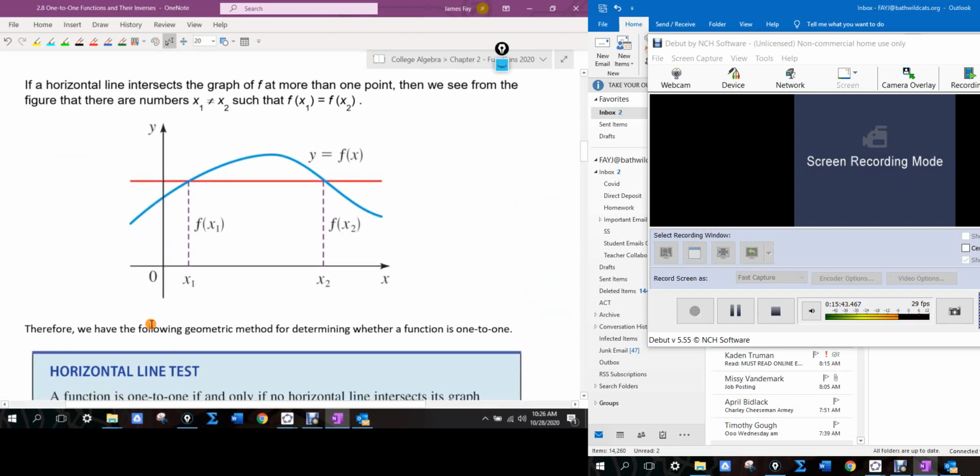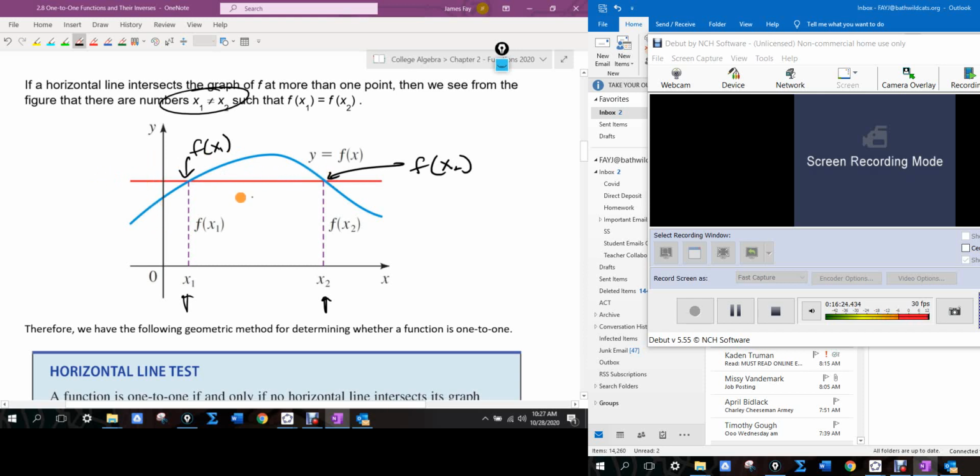Yes? Okay. So this here says if a horizontal line intersects the graph of f at more than one point, then we see from the image that there are numbers x1 and x2 that are different. Okay, we would agree that image-wise they're different x values, right? However, the y value that pairs with x1, which is f of x sub 1, and this y value right there, which is f of x sub 2, what would you tell me about those y values? How do they relate? They're the same, right? And that's what that red horizontal line tells me.